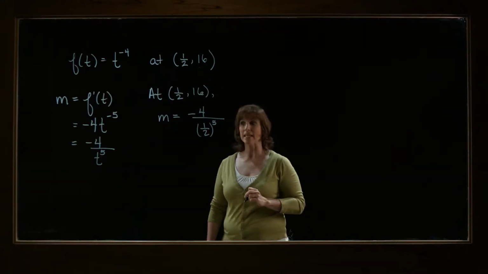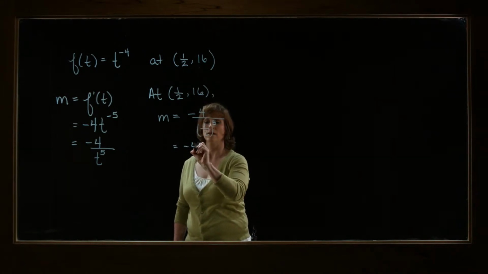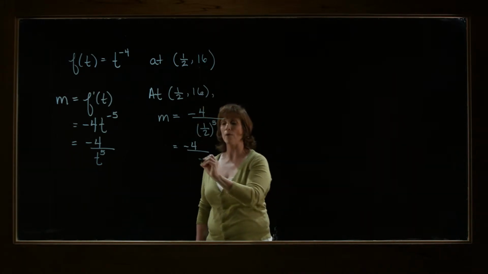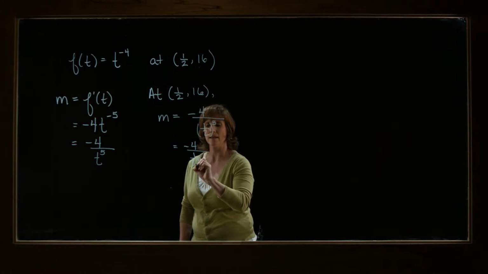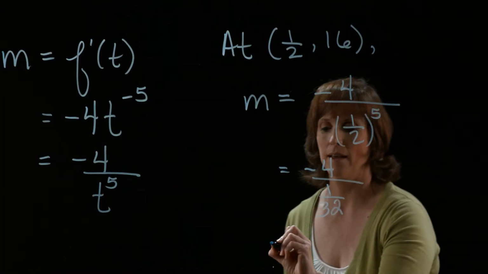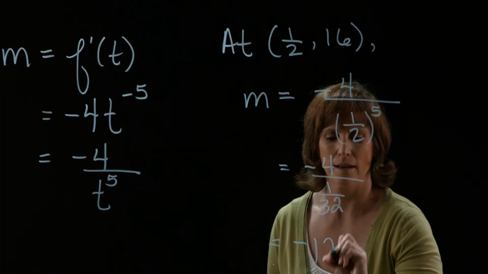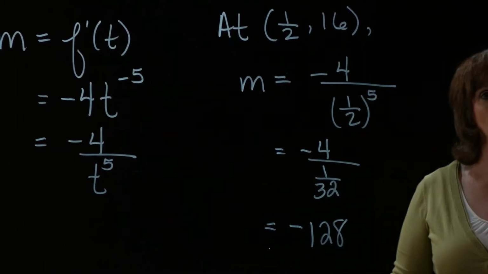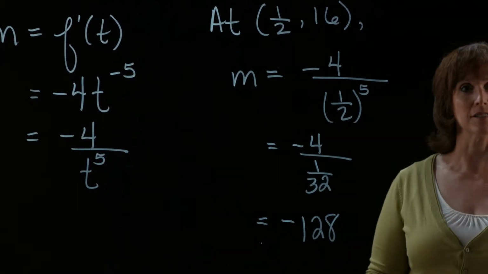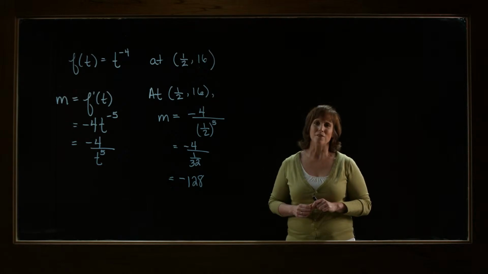We need a little arithmetic at this point. (1/2) to the fifth power is 1/32. And when you invert and multiply, your result is minus 128. So this is our answer. Now let's use a graphing utility to check our result.